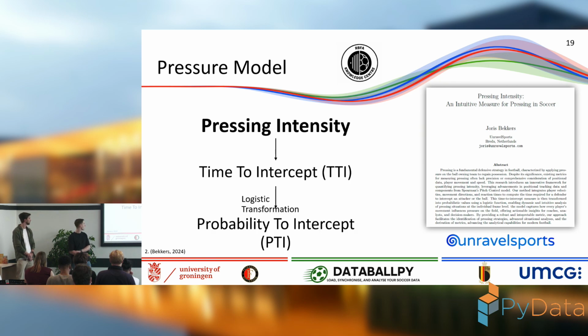And the name says it again. It's about the probability that you will intercept the player, and there's a time threshold here. So it expresses it as a value from 0 to 1. And if it's 1, you will be able to intercept the player within 1.5 seconds.